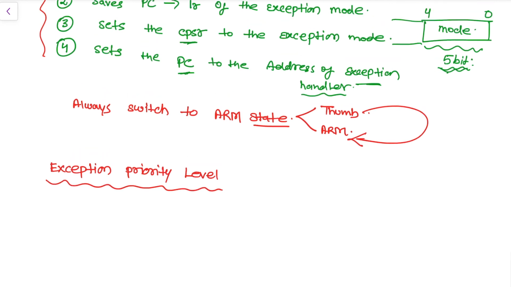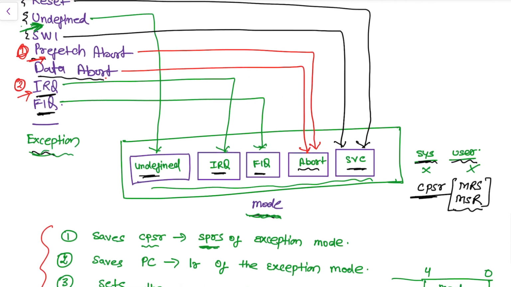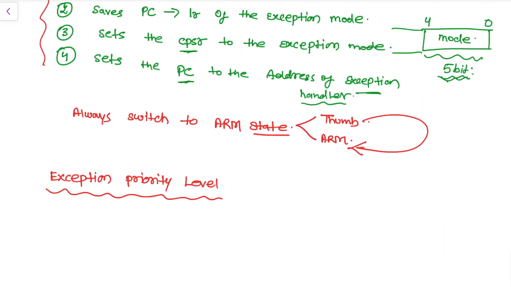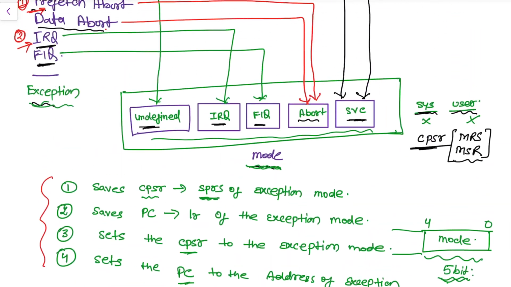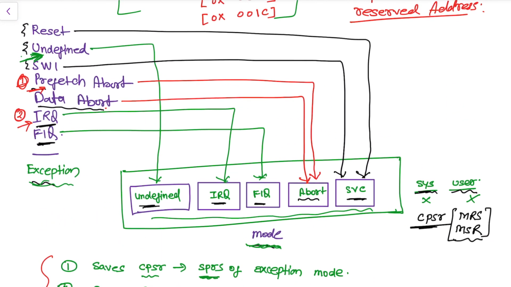So this is all for this video. In the next video, we will discuss the exception priority level, how the processor decides which exception has to be handled first and which exception can be delayed.